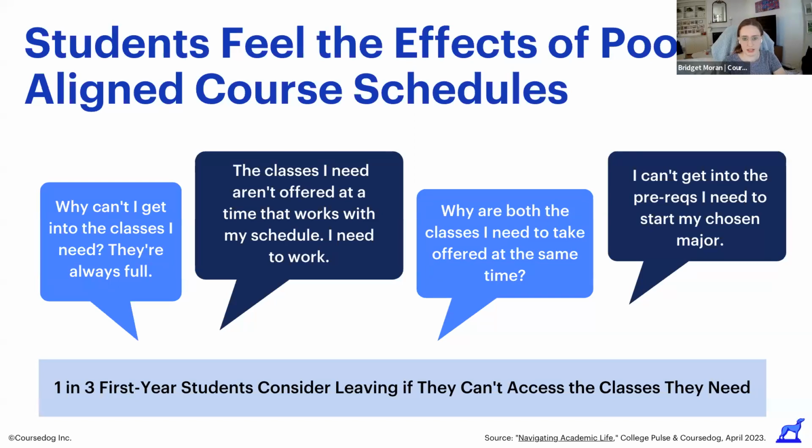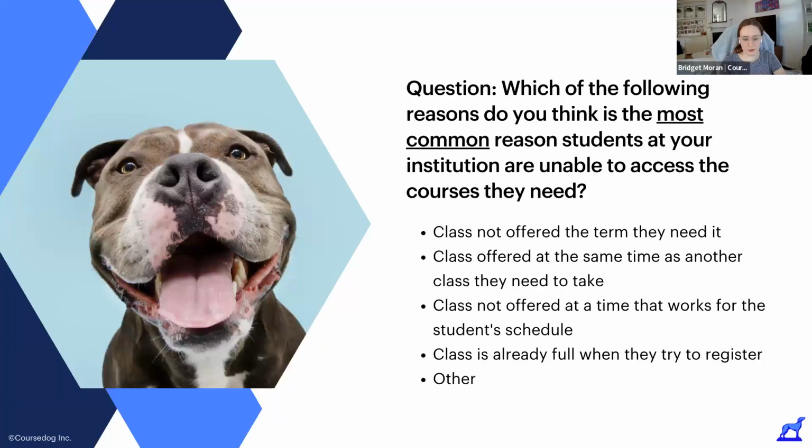Or perhaps our students are caretakers or they have jobs and they have other responsibilities in their lives that they have to work around the course schedule. You'll see here at the bottom of the slide, we recently conducted a survey with College Pulse, and it found that 1 in 3 first-year students would consider leaving their institution if they can't access the classes they need. This is pretty huge. And when you dig into those survey results even more, it found that 1 in 5 students would consider leaving their institution overall if they can't access the classes they need. So we'd love to hear about how this is playing out at your institution.